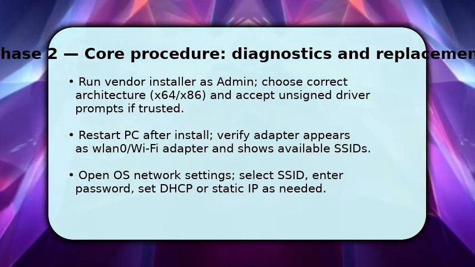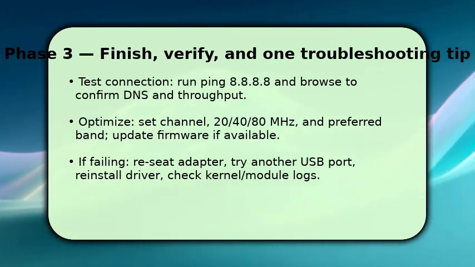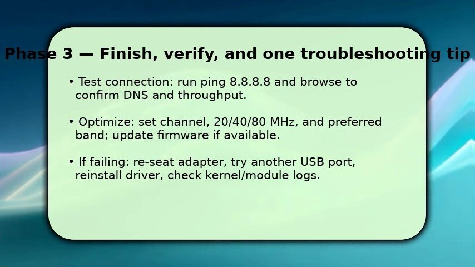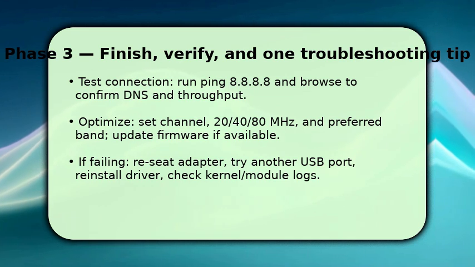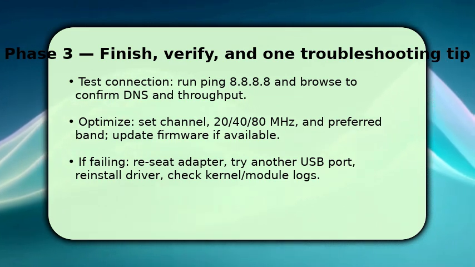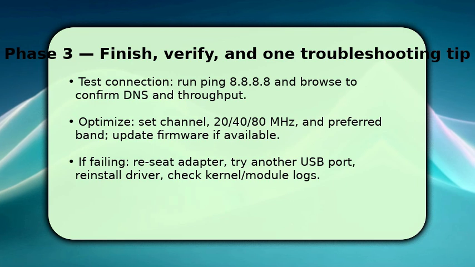You finish by validating the connection. Ping a reliable IP and browse a web page to confirm DNS and throughput. Then optimize settings, choose the correct band and channel width for range versus speed, and update firmware when available to fix bugs. If things go wrong, follow one key troubleshooting path.